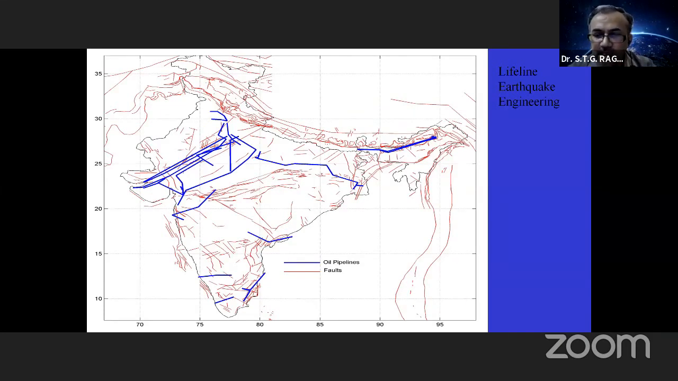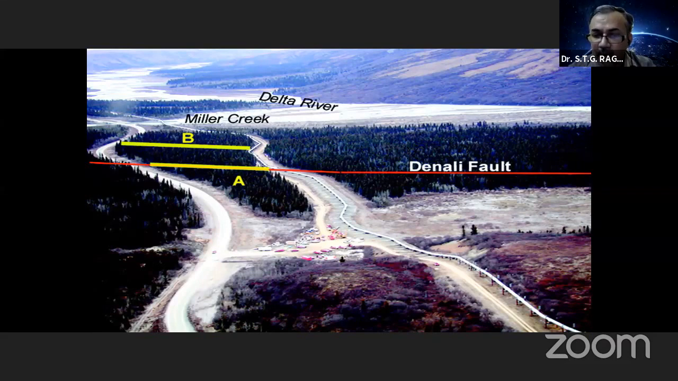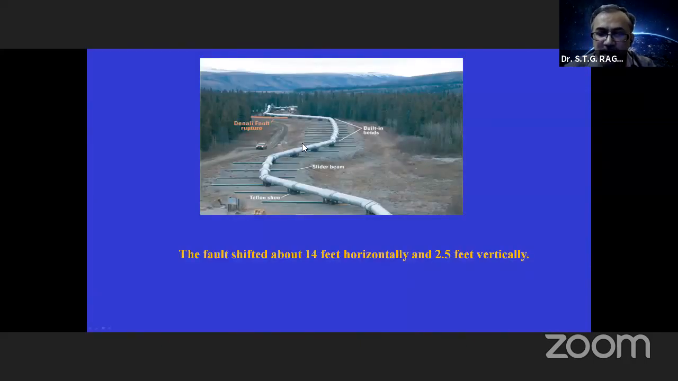Professor Sevier also showed this. This is a very famous pipeline in Alaska. Before designing the pipeline, they knew that it has to cross an important fault, the Denali fault. So they designed this pipeline for near field ground motions. They provided slider beams on which the pipeline can slide. There was an Alaska earthquake of some 7.2 magnitude, and rupture was observed. And this pipeline worked nicely because of the slider beams. It moved 14 feet horizontally and 2.5 feet vertically, and finally the pipeline survived the near field ground motions.